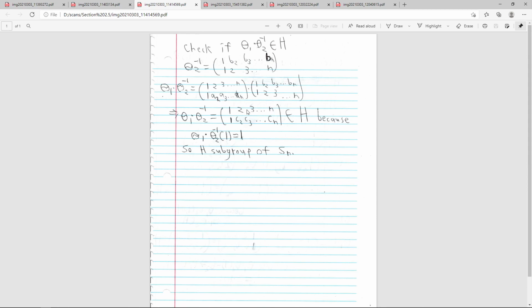Same thing basically, regardless, because you don't know any values beyond 1 goes to 1. But it's still included in H because theta 1 times theta 2 inverse, the inverse of theta 2 in the 1 column basically will be equal to 1. So H is a subgroup of Sn.